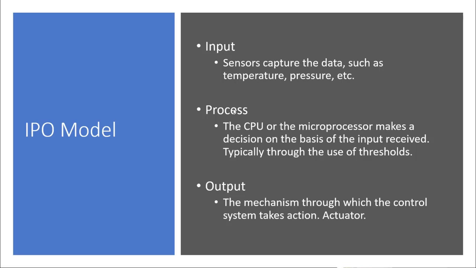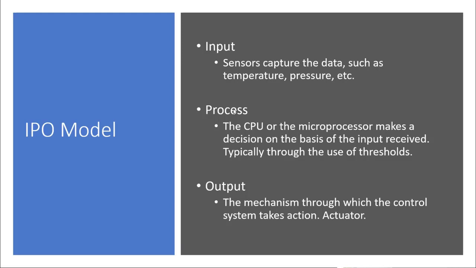In the input, the sensors capture data and translate it into a digital form so that it can be processed. The process is usually made by a CPU or a microprocessor, and based on the input received, it makes a decision. Usually it's through thresholds, which means that if a certain threshold is reached, the process will take action through the output.